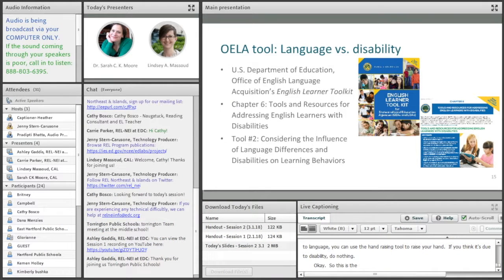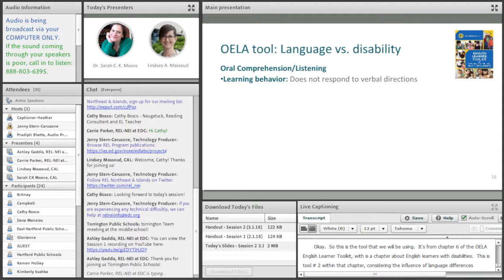So this is the tool that we'll be using. It's from Chapter 6 of the OELA English Learner Toolkit, which is a chapter about English learners with disabilities. And this is tool number 2 within that chapter, considering the influence of language differences and disabilities on learning behaviors.